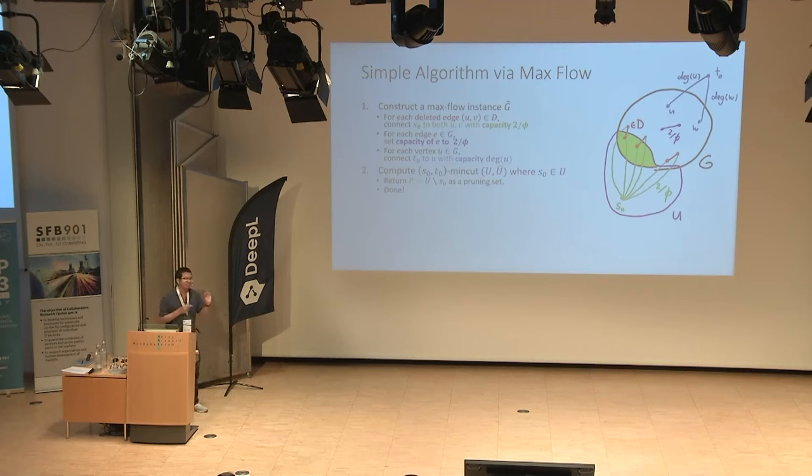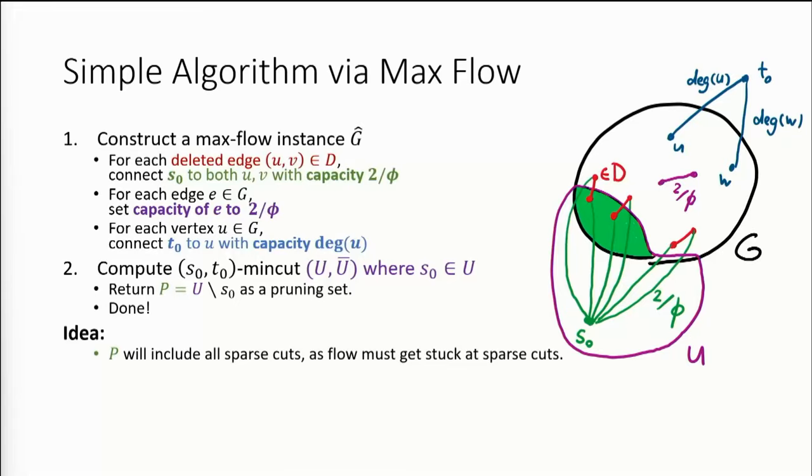The analysis is not too hard, but we would not have time for this. I just want to show that this is quite a simple algorithm. The idea why it works is that if there is some sparse cut in the graph after deletion, the flow that you try to push from the source must get stuck there, and the set P will identify where the sparse cut is. Everything outside of P has no sparse cut. That's why the complement of P must be an expander.